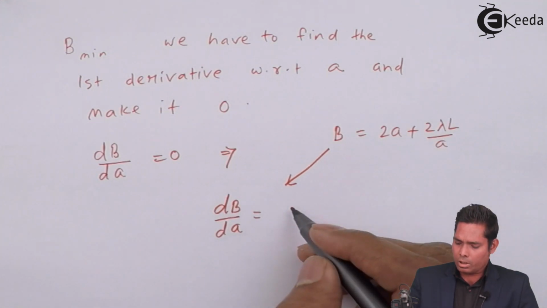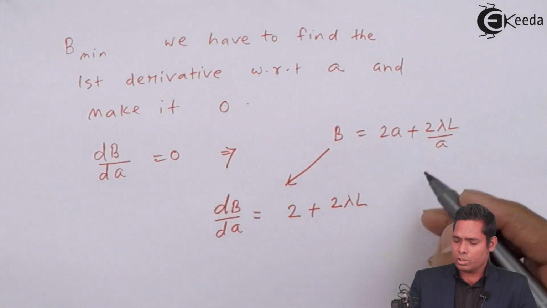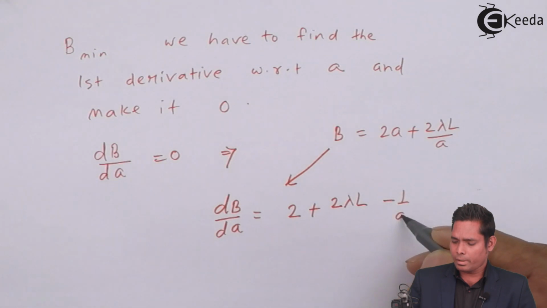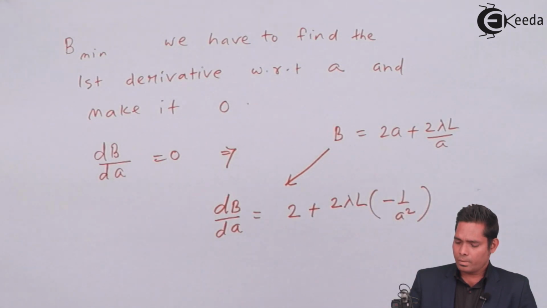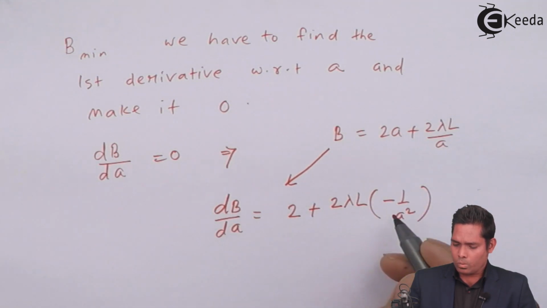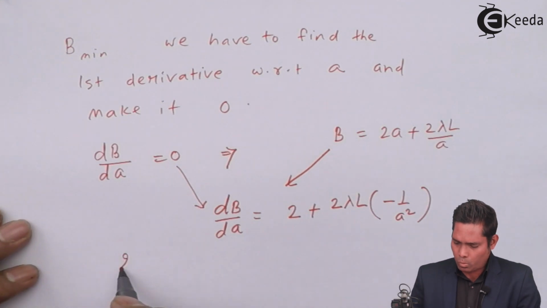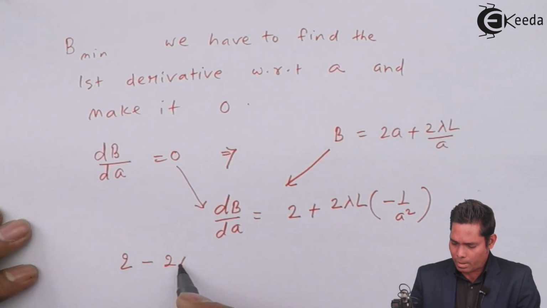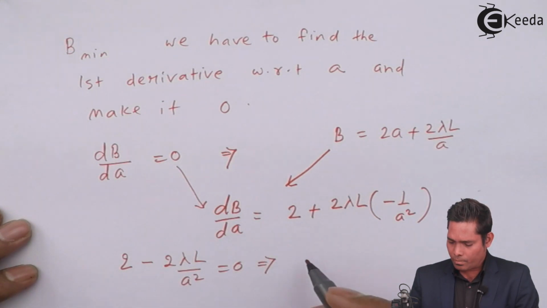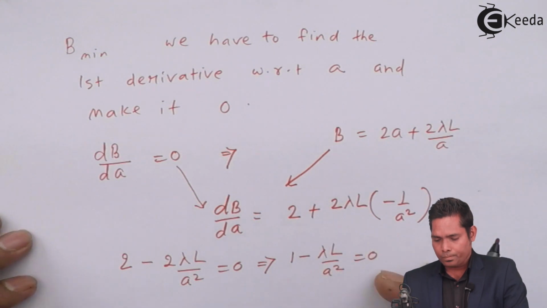This is 2 plus 2 lambda L. This 1 by A differentiation with respect to A is minus 1 upon A square. Then this has to be 0. So we have 2 minus 2 lambda L over A square is 0. So this implies 1 minus lambda L by A square is 0.